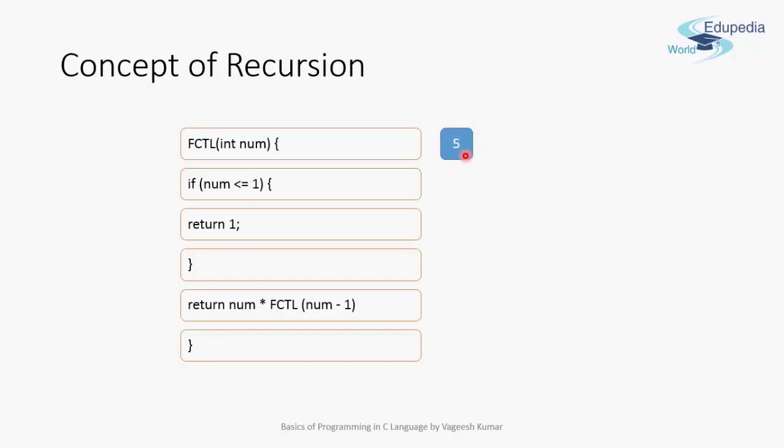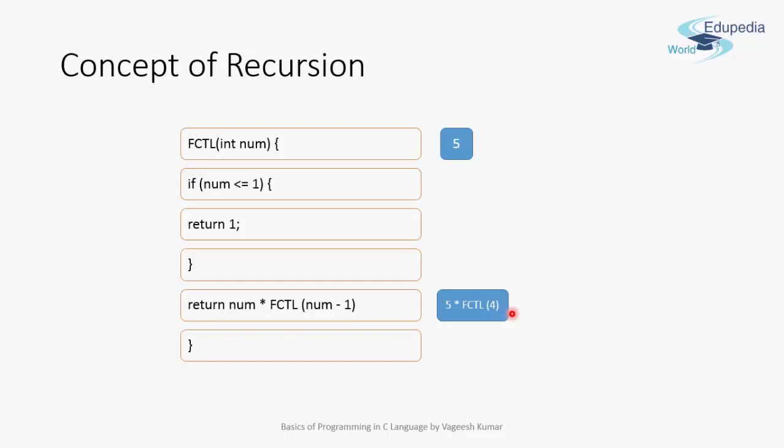What will happen is we will come over here, we will compare this. If num is less than or equal to 1, no, 5 is not less than or equal to 1, so we will not enter this condition. We will straight away go to return num into fctl num minus 1. So what will it do? It will say return 5, which is our num, into fctl of num minus 1, which is 5 minus 1, which is 4. So 5 into fctl of 4.